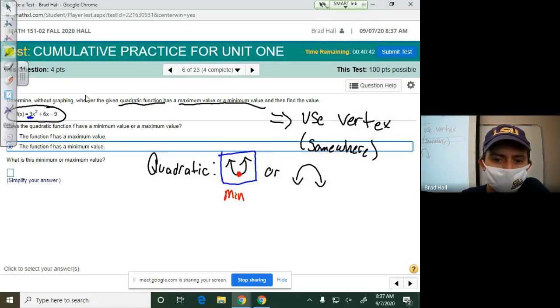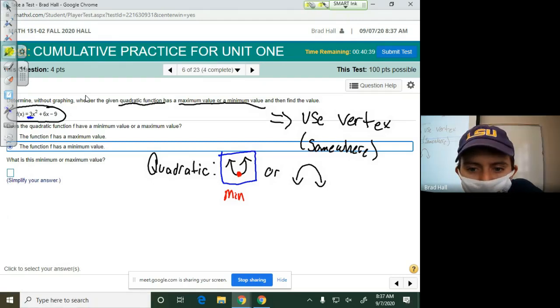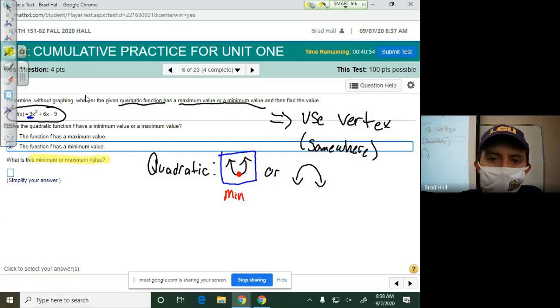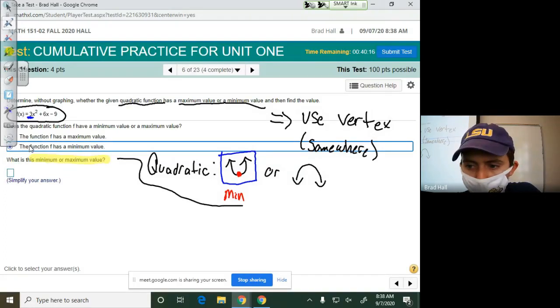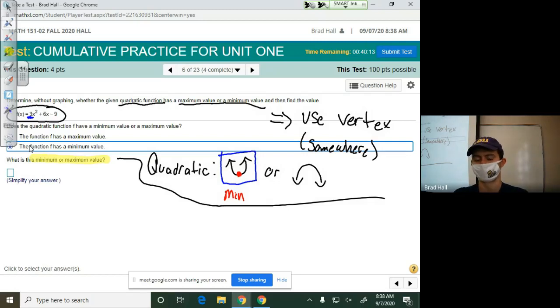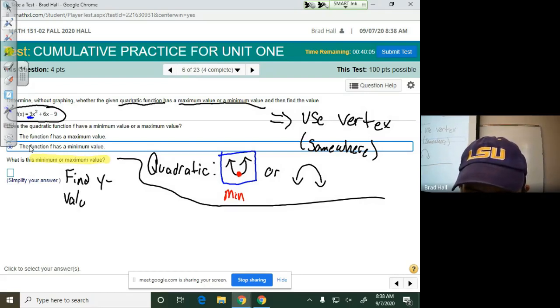What that is looking for is not the location of the minimum or the maximum. It's not looking for the location. It's looking for the value, which is a y value. Find the y value of the vertex.